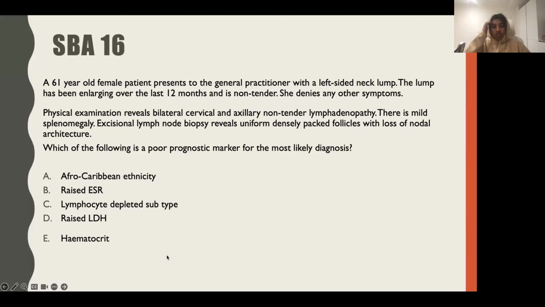Okay, a 61-year-old female patient presents to the GP with a left-sided neck lump. The lump has been enlarging over the last 12 months and is non-tender. She denies any other symptoms. Physical examination reveals bilateral cervical and axillary non-tender lymphadenopathy. There is mild splenomegaly. Excisional lymph node biopsy reveals uniform, densely packed follicles with loss of nodal architecture. Which of the following is a poor prognostic marker for the most likely diagnosis?